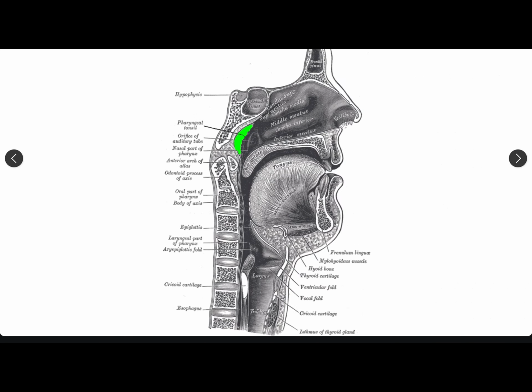So this green marked area is called the adenoid, only lymphoid tissue located in the pharynx.